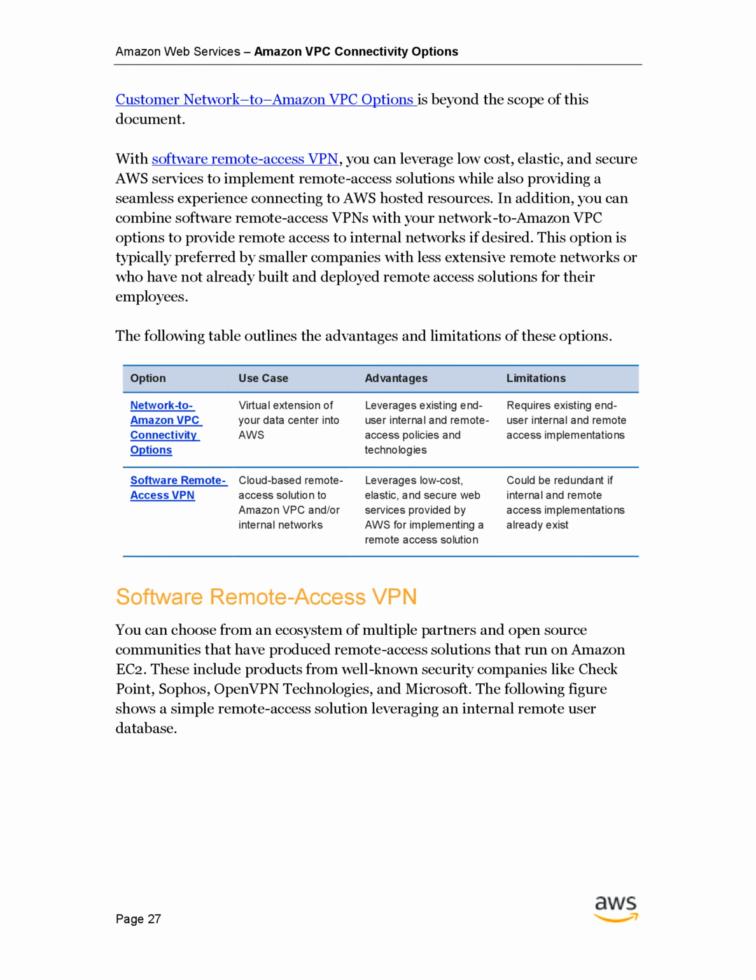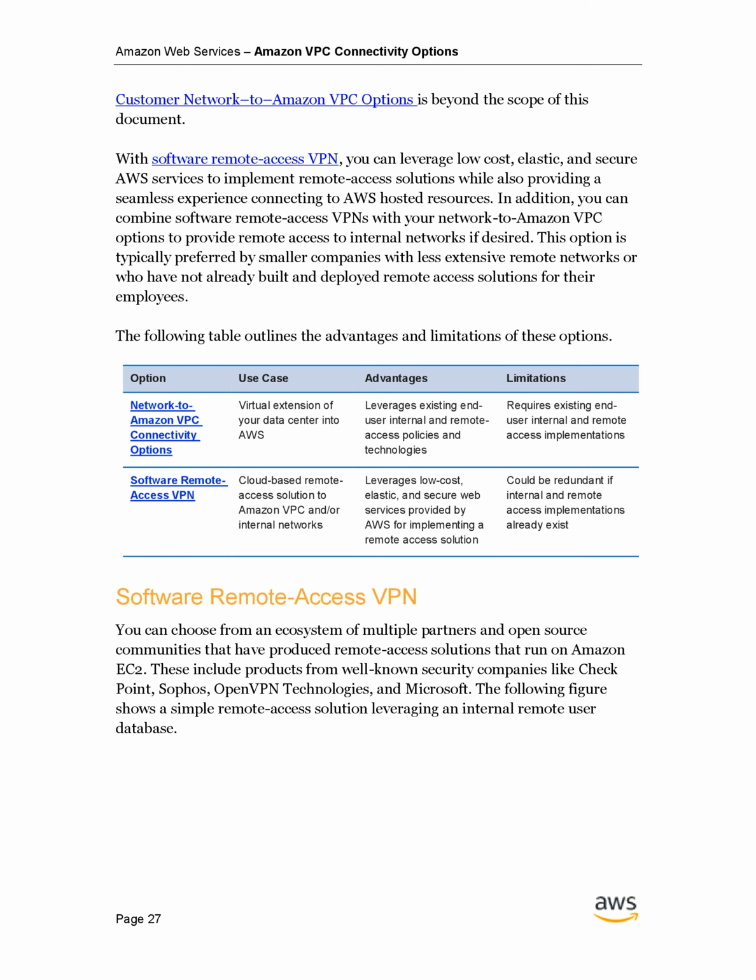With Software Remote Access VPN, you can leverage low-cost, elastic, and secure AWS services to implement remote access solutions while also providing a seamless experience connecting to AWS-hosted resources. In addition, you can combine software remote access VPNs with your network to Amazon VPC options to provide remote access to internal networks if desired. This option is typically preferred by smaller companies with less extensive remote networks or who have not already built and deployed remote access solutions for their employees. The following table outlines the advantages and limitations of these options.